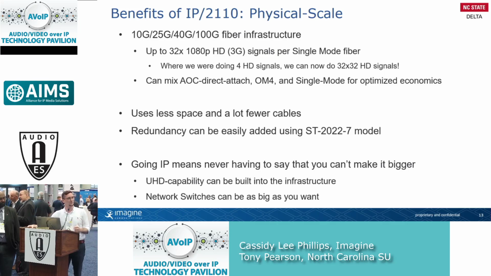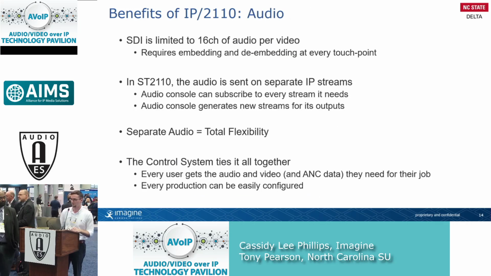Going IP means you never have to say you can't make it bigger. So we can scale vertically and horizontally. We can go to larger roster formats like UHD, or we can accommodate more signals and connections using the COTS switches. So the benefits of the audio: SDI is limited to 16 channels of audio per video, requires embedding and de-embedding at every touch point.